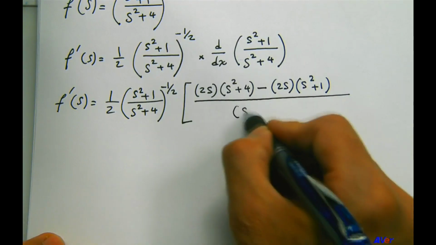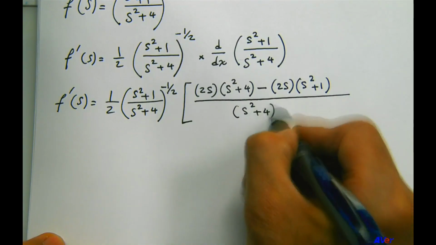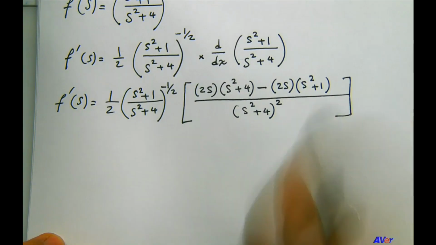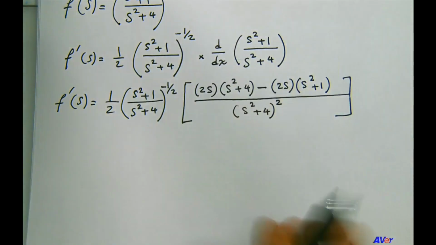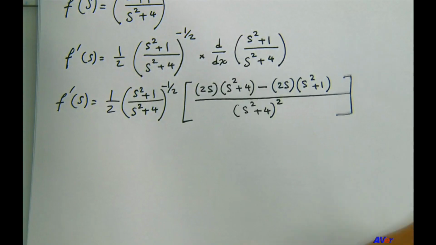So we have s squared plus 4 squared. Okay. Of course, we have quite a bit of simplifying to do here. So let's do that.